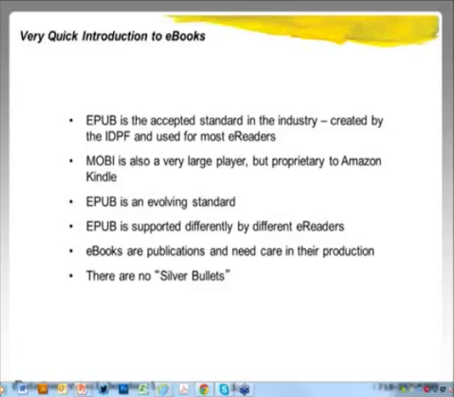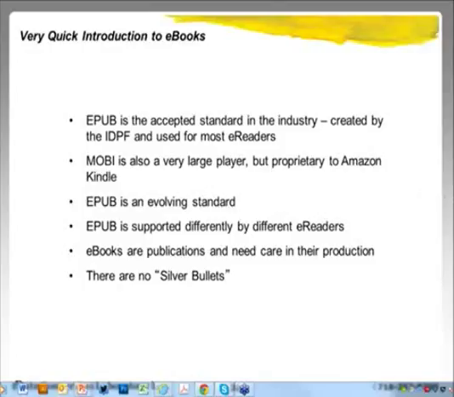So Epub is the accepted standard in the industry. It was created by the IDPF, and it's used for most e-readers, for the iPad, the Sony Reader, the Barnes & Noble Nook. Mobi is also a very large player. It's proprietary to Amazon and used on all the Amazon devices. Epub is an evolving standard, meaning that we're currently at version 3, Epub version 3, in which they added lots of new formatting that we can make your ebook.